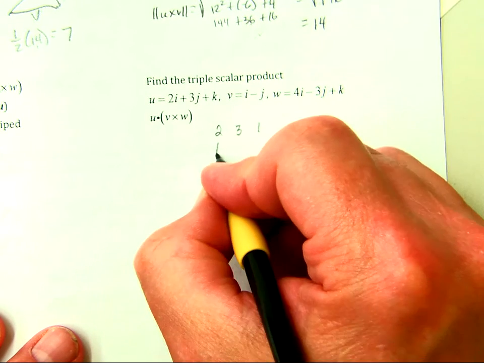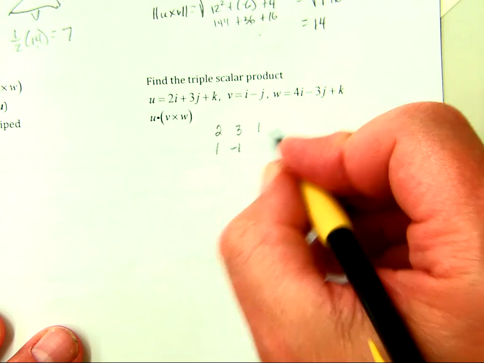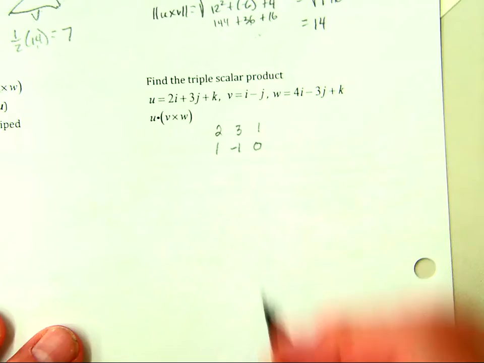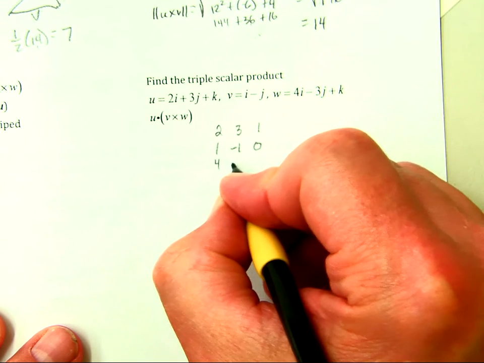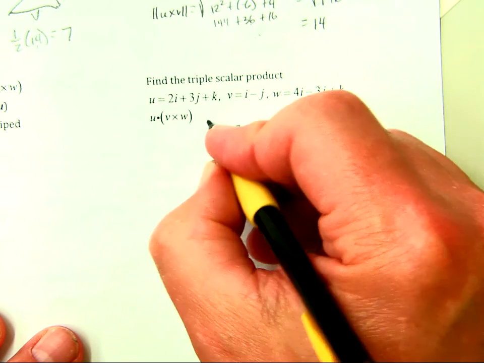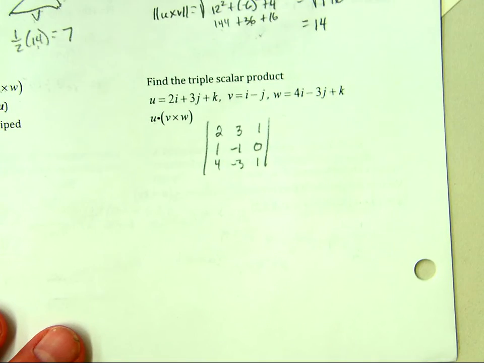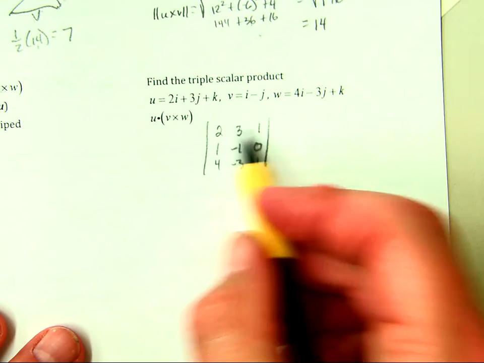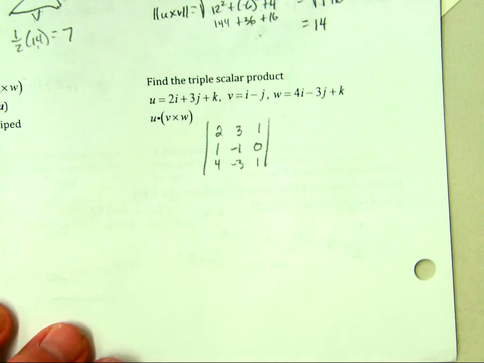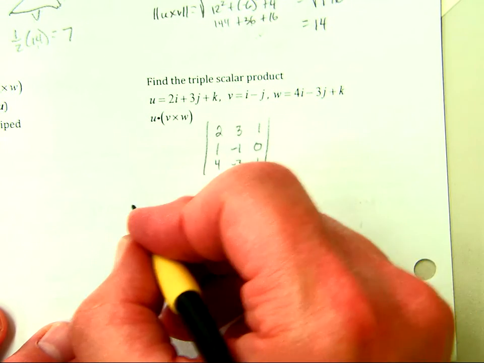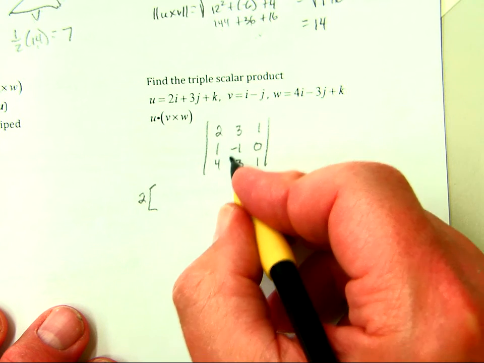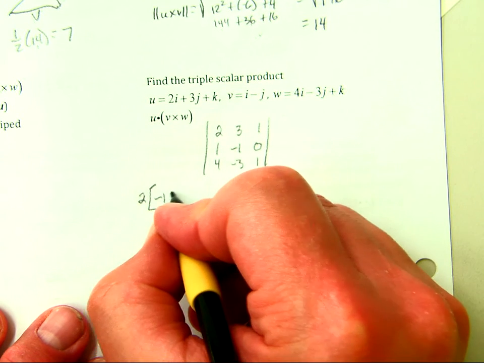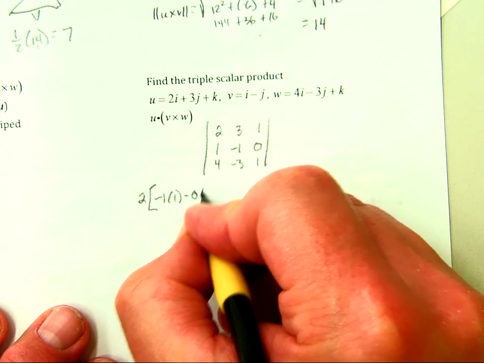Well, it's got one i. It's got a negative 1j, but it doesn't have a k, so let's let k be 0. And then W is 4i, negative 3j, 1k. So it's just like what we did, except now the top row is numbers instead of ijk. So this is just like we did with matrices. So we're going to take 2 times, remember the lower right, we're going to take negative 1 times 1 minus 0 times negative 3.